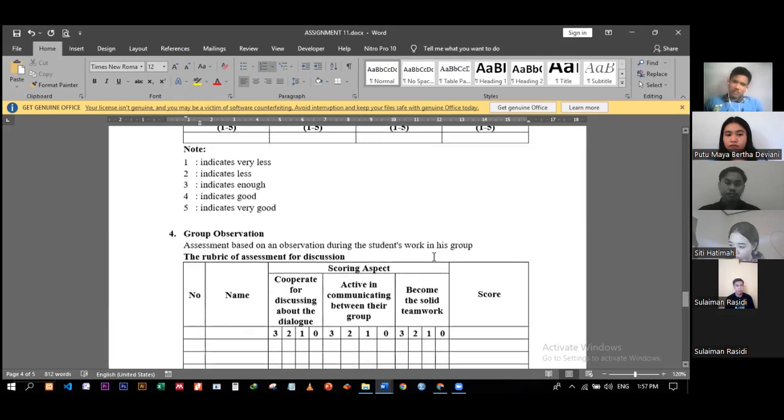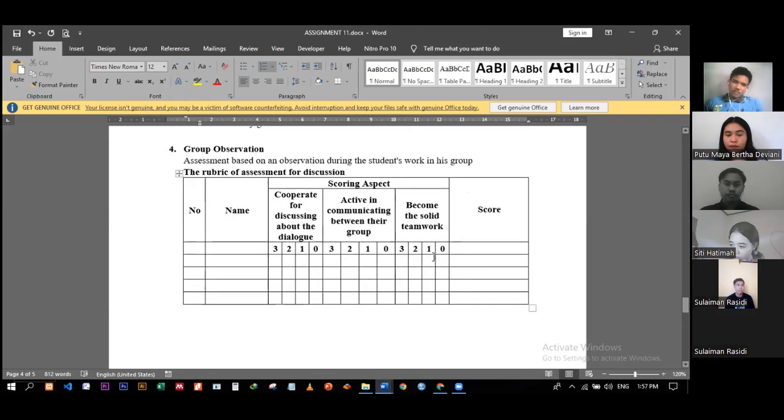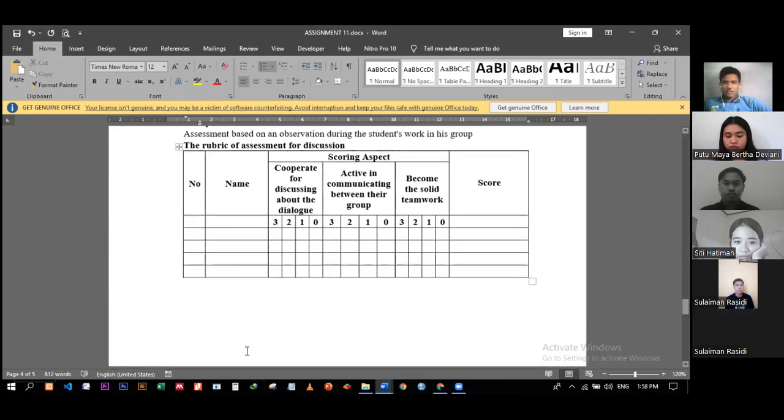And then we have group observation. This assessment is based on an observation during the student's work in his group. And then we have the rubric of assessment for discussion. In this rubric, we have number and name. And then for the scoring aspects, we have cooperating in discussing the dialogue, then being active in communicating between their group, and then solid teamwork. And we have score. For the scoring aspect, we have scores 3, 2, 1, and 0.